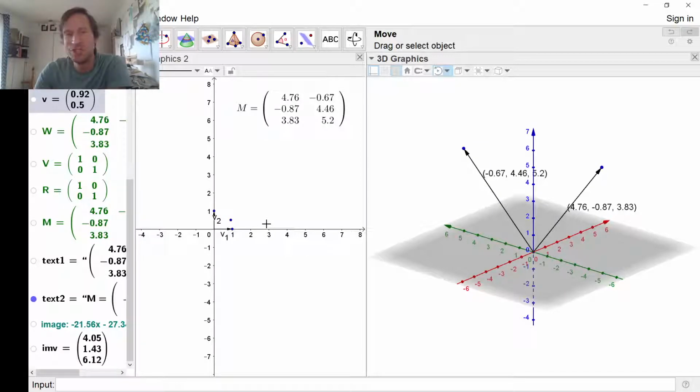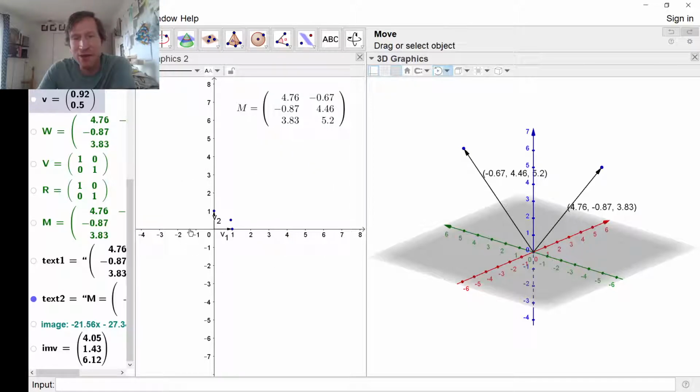Let's try to get some geometric sense of how all of these ideas surrounding linear transformations fit together. So here I have a matrix defining a linear transformation. This matrix is 3 by 2. That means its domain space is R2 and its range space is R3.